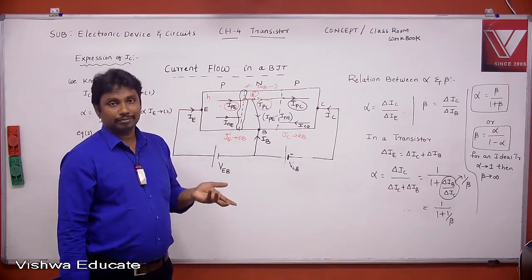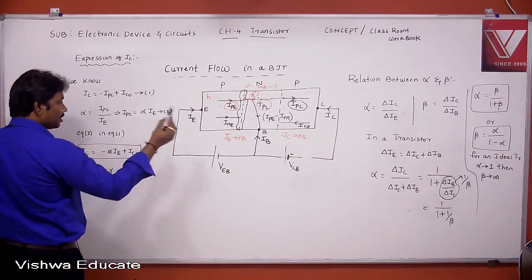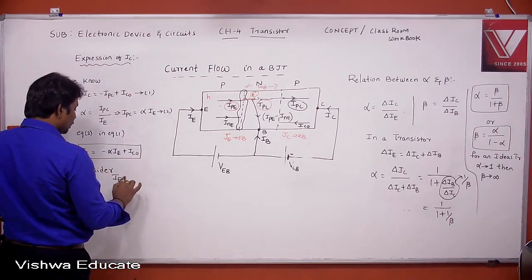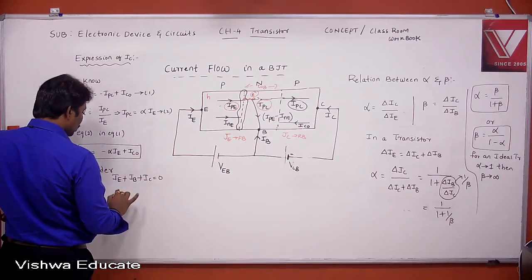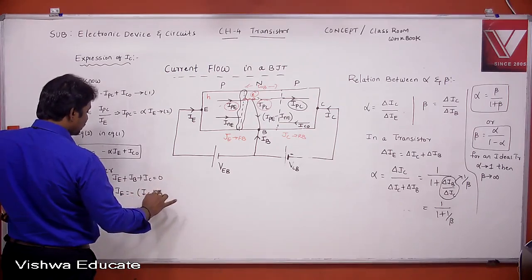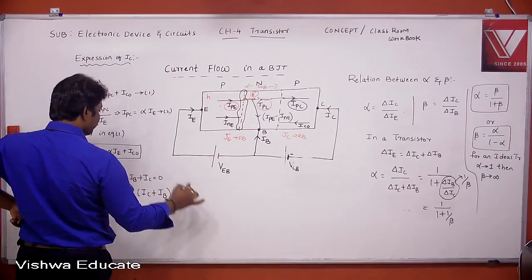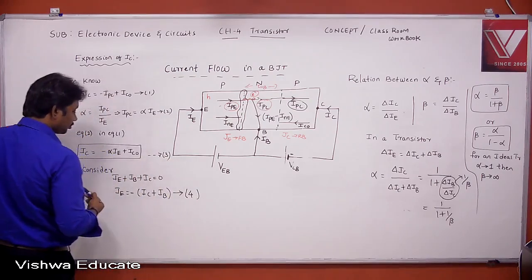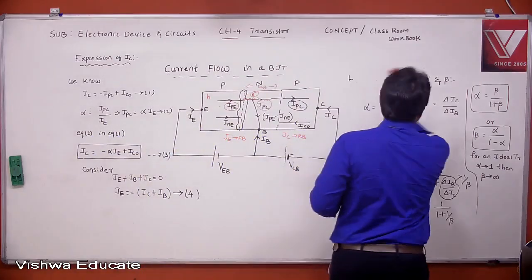Right? Next, see from this figure, what is the relation between emitter current, base current and collector current actually? IE plus IB plus IC is equal to 0. From this, what about IE here? IE is nothing but minus of IC plus IB. This is equation 4. Consider the earlier one as equation 3. Right? Now, substitute equation 4 in equation 3.